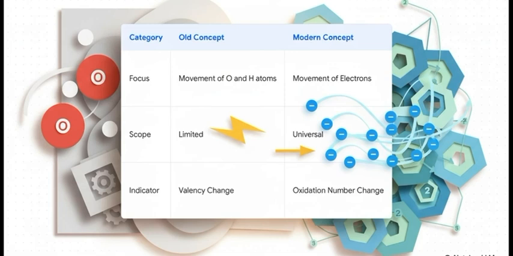This table really sums up our entire journey today. We went from a limited view based on just a couple of atoms to a universal view based on the electron. We went from just kind of observing changes to being able to precisely calculate what's happening using oxidation numbers. It's a huge leap forward, and it's the foundation of modern chemistry.